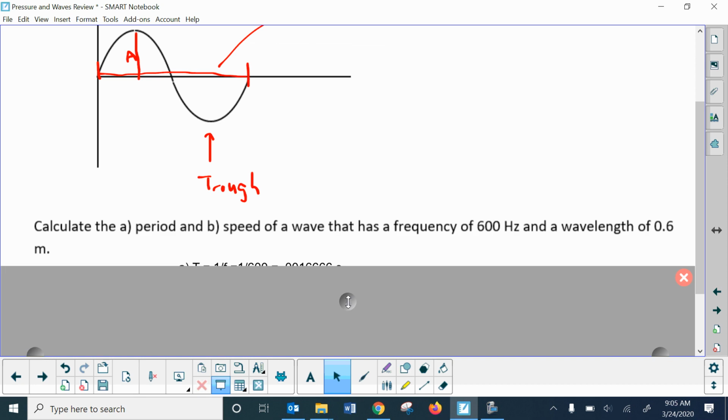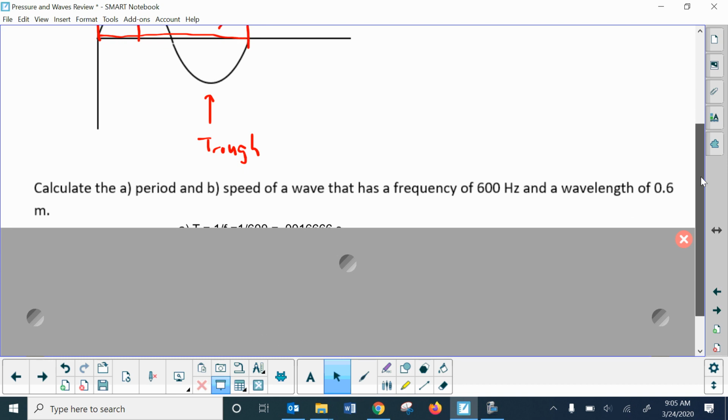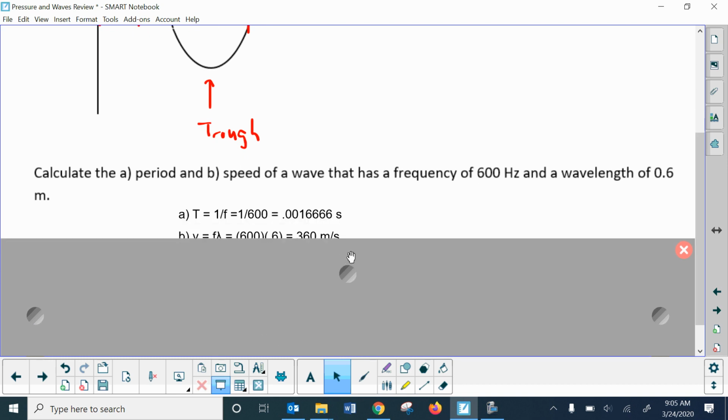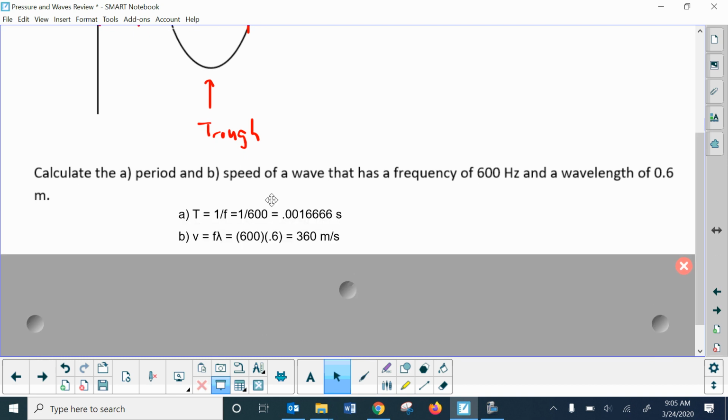So you had to calculate the period and the speed based on given the frequency and the wavelength. So you're given everything you need. To find the period, it's just the inverse of the frequency. So it's 1 divided by f. So it'd be 1 divided by 600, which is that number. And then for the velocity or speed of the wave, it's the frequency times the wavelength. So just 600 times 0.6. It gives you 360 meters per second.